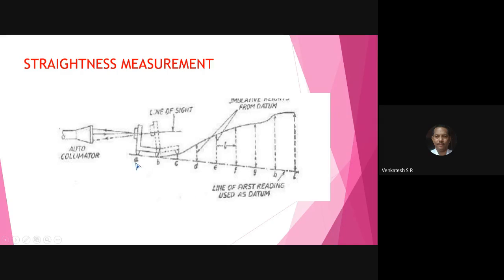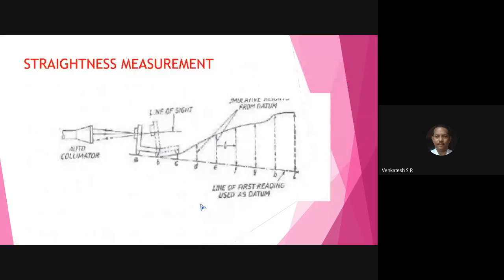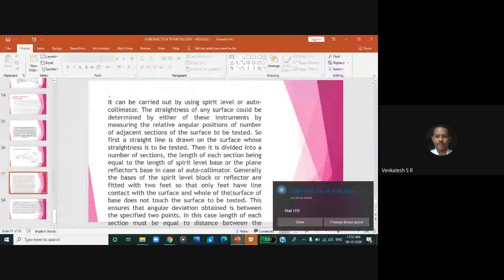First you divide the straightness into a number of parts and set the autocollimator at a particular distance, that is point A, B, C, D like this up to J. Then see how much difference is present in the straightness with the bottom line, that you can measure by using autocollimator. So this completes module 1.